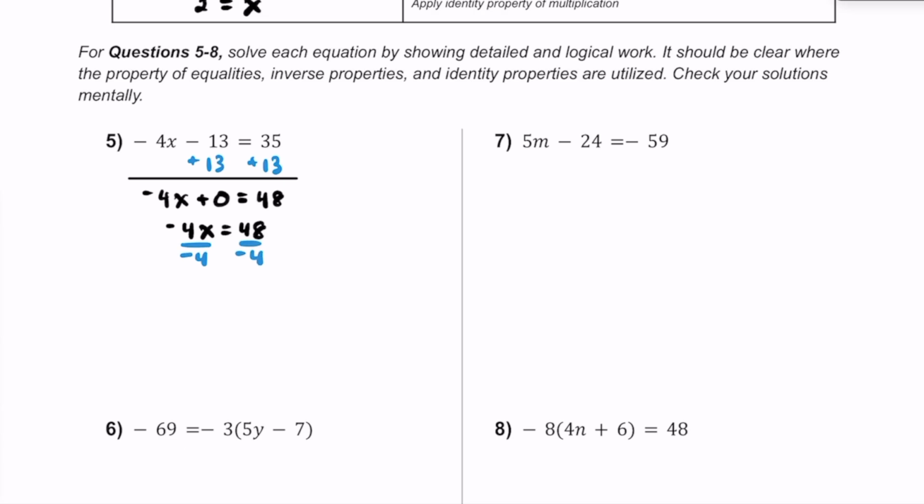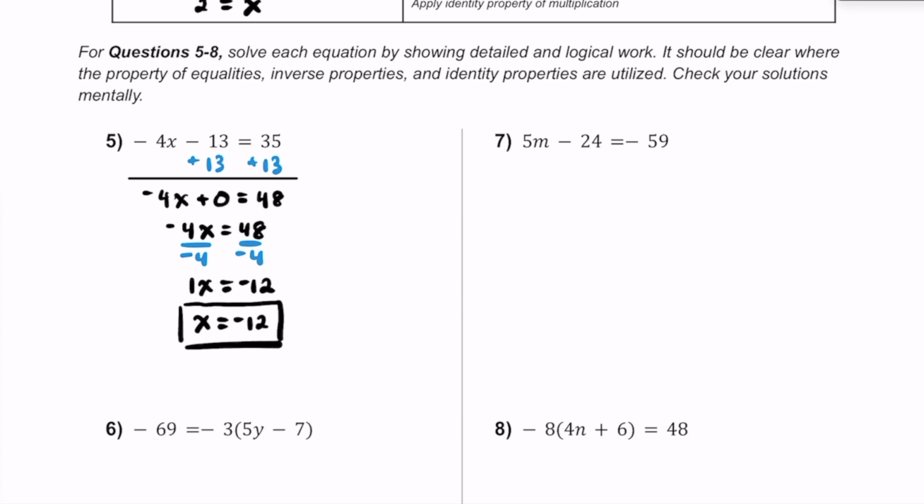If we go ahead and do that, negative 4 divided by negative 4 is 1. So we have 1x is equal to negative 12. And there we just use the multiplicative inverse property along the way. And using the identity property of multiplication, we can drop the 1 and say x equals negative 12. So right here, this would be our solution.